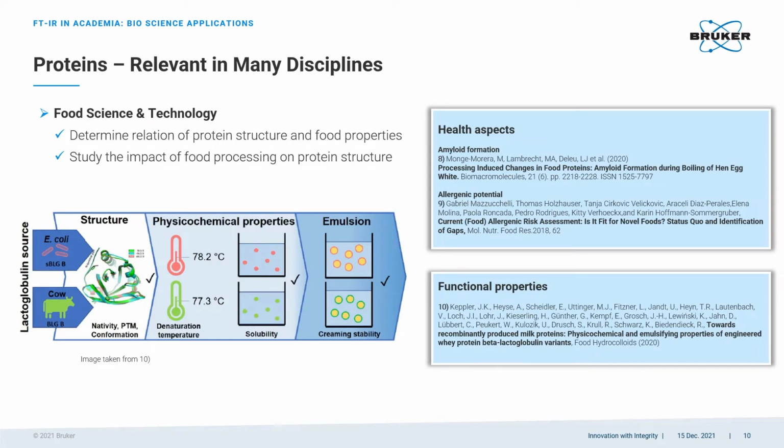Therefore, food technologists study the impact of the food processing parameters on the protein structure and how that relates to the final food quality. So in the example shown below, we see a milk protein that has to be processed at a certain temperature to result in exactly the right solubility and emulsion that is wanted for the final product.